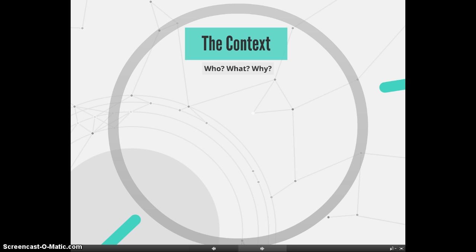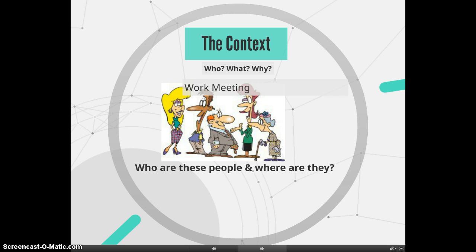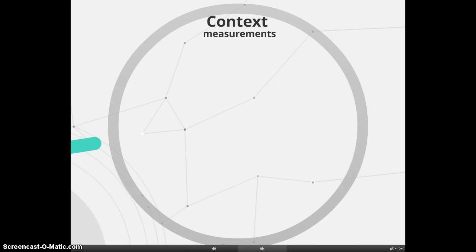So let's start with a simple context. Let me introduce you to some people here. Who are they and what are they doing? Well, just by looking at the title of the cartoon, we can probably guess that they're co-workers in the same office or company. Now, when we normally understand the context, that helps us understand what we're measuring.